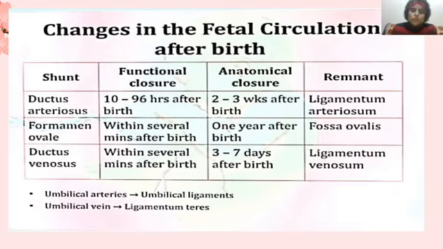So there are two umbilical arteries and one umbilical vein. The umbilical arteries get converted into the medial umbilical ligaments, and the umbilical vein gets converted into the ligamentum teres.